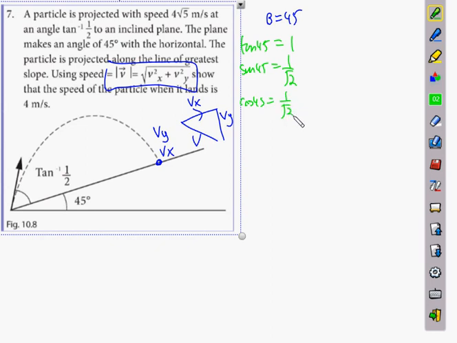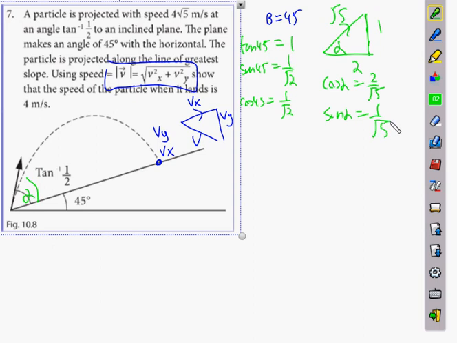Next we're going to work with the projection angle. The projection angle is angle alpha. So let's work with alpha here. You ready? So, alpha is getting thrown up this direction here. That's going to be alpha here. It's going to be a 1:2:root 5 triangle. So now we know that cos alpha is 2 over root 5. Sine alpha is 1 over root 5. Everybody happy with that?